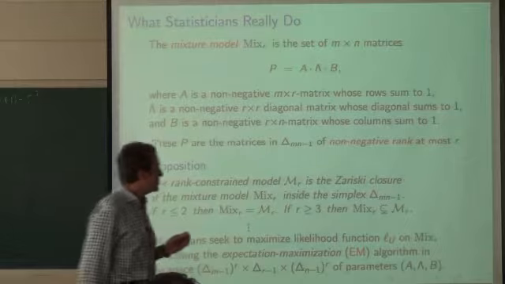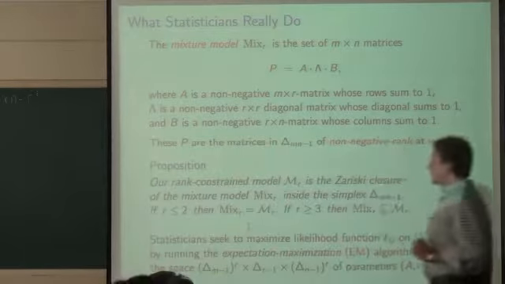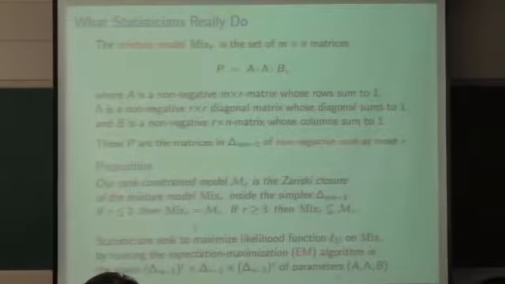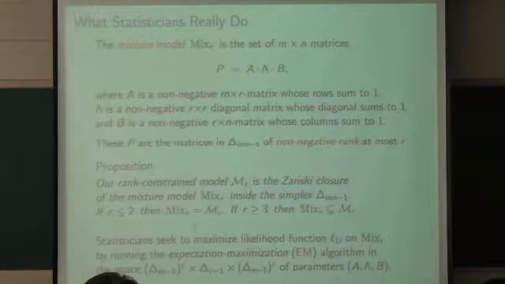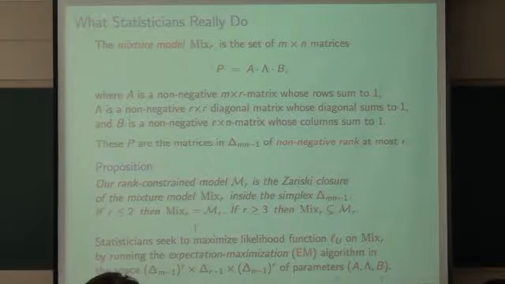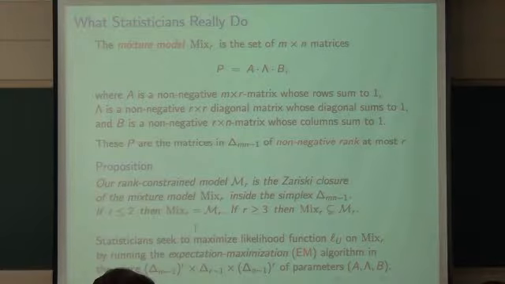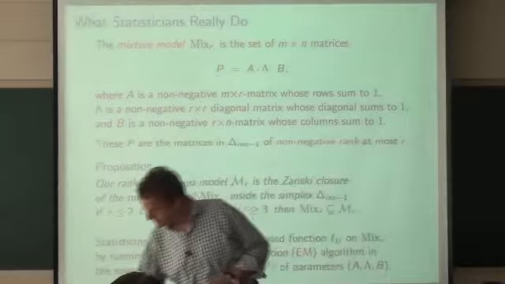Let me phrase this: they're not so much interested in our model MR, but they're interested in the so-called mixture model. The mixture model is the set of all m by n matrices A lambda B, where A is non-negative with rows summing to 1, lambda is diagonal with non-negative entries summing to 1, and B is non-negative with columns summing to 1. That's a low-rank factorization, but the factorization should be non-negative.